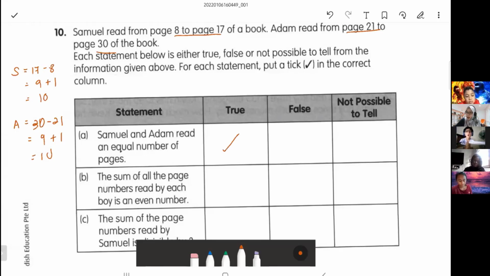The sum of all the pages read by each boy is an even number. So if you add up the pages, this one is 8 plus 9 plus 10 plus 11 plus 12, all the way until 17, okay? You are going to get 125.